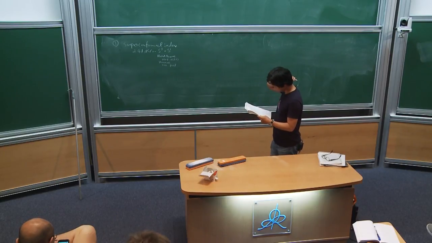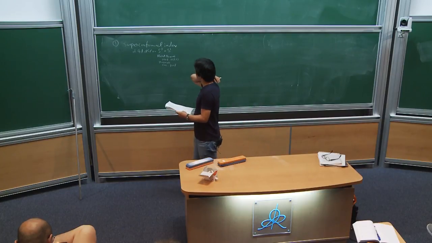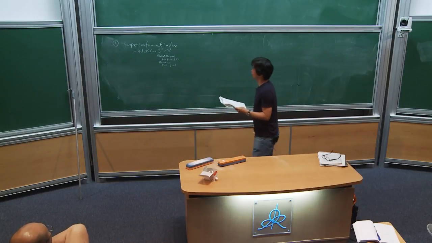So I continue the lecture I gave before. It's about this one for the Nicol one, S3 cross S1. It's called the supercommon index.